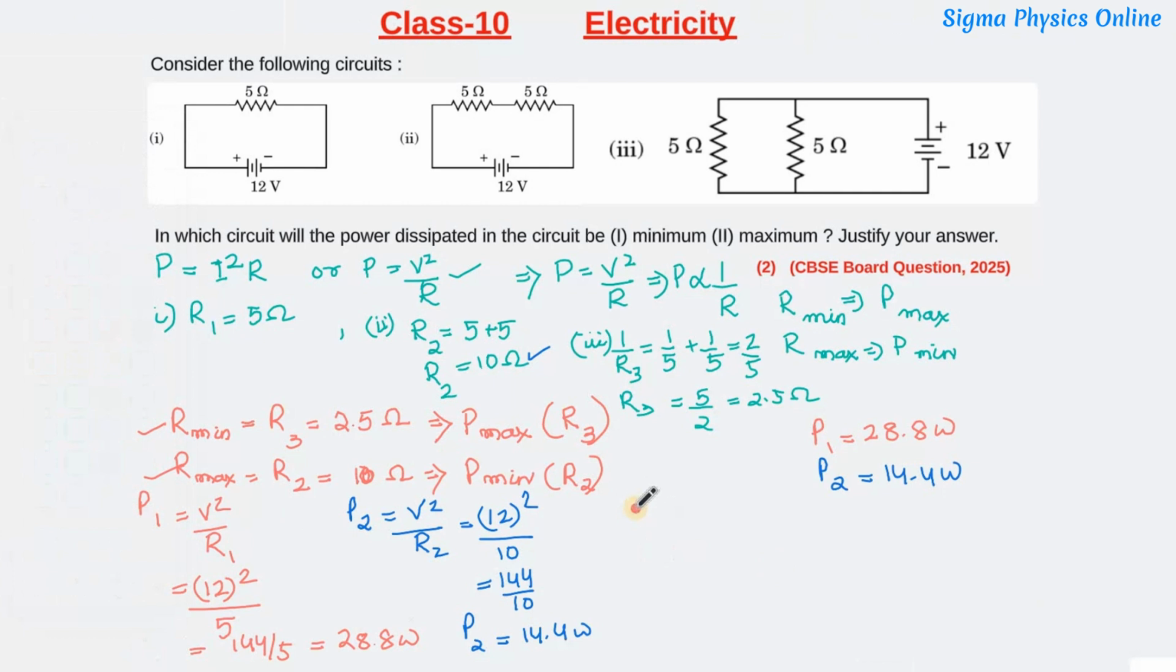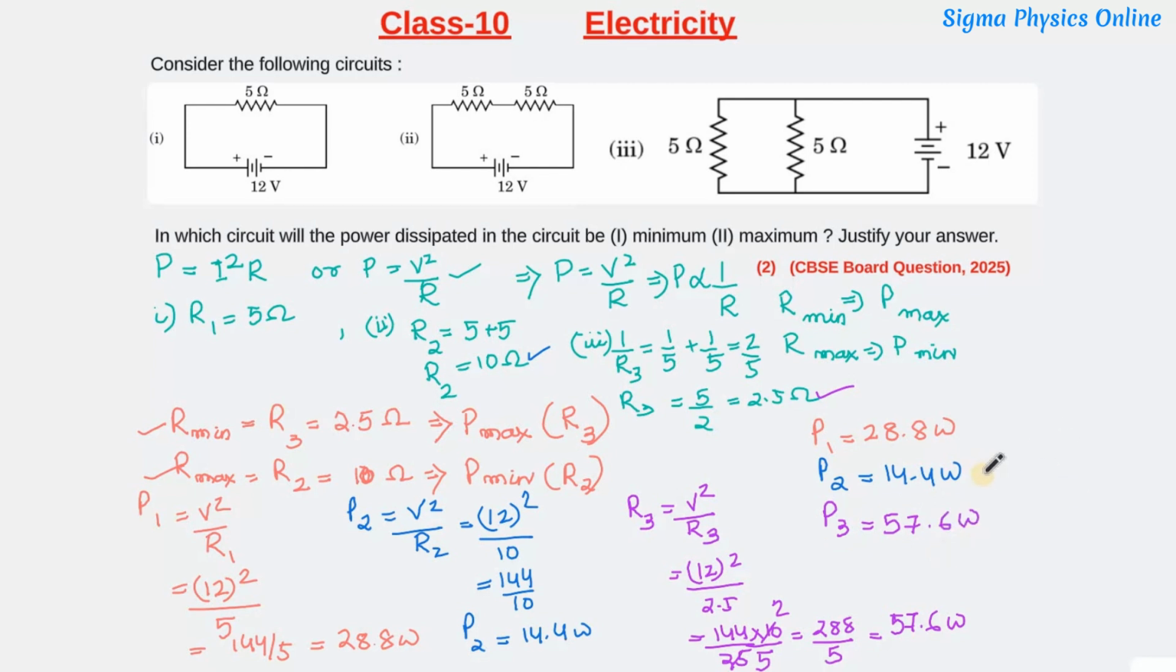Now let's find out the power dissipated for the third circuit. P3 is V square by R3, which is 12 square by R3 is 2.5, which is 144 by 25 into 10, which is 288 by 5, which gives a value of 57.6 watt. Hence P3 is 57.6 watt. Hence we see the power dissipation is minimum for the second circuit and maximum for the third circuit. So here we have the maximum power dissipation, and here we have the minimum power dissipation.